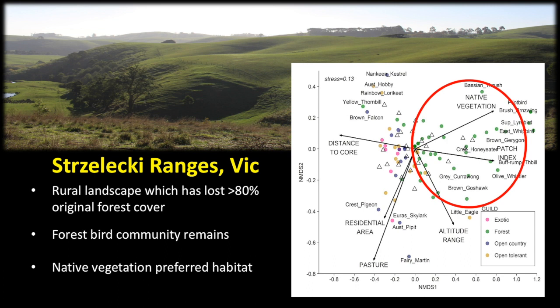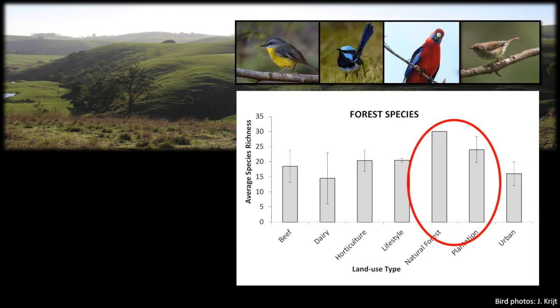The forest bird community are represented by the green dots, and as you can see by the vectors, native vegetation continues to be the preferred habitat for this forest bird community at the landscape scale. Many species particularly favoured areas where there was remnant forest or eucalypt plantations. And this graph shows you the average richness of forest birds in each of the study landscape types.